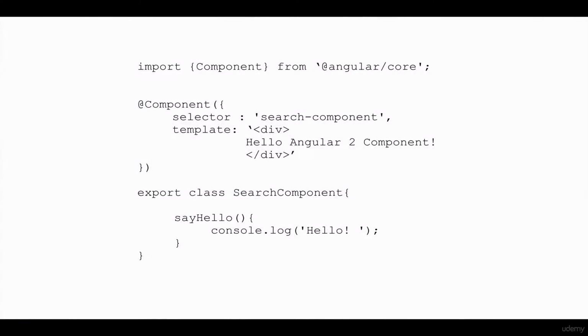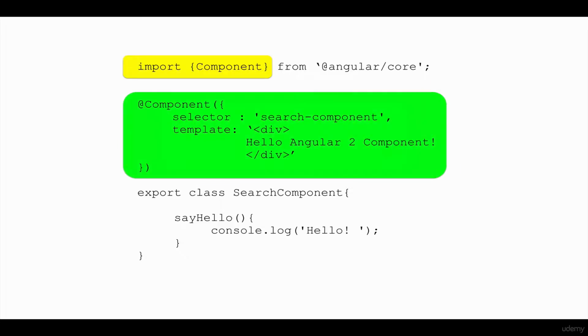Here's an example of a component. Basically, you have to import component from Angular core, just like what we've done for directives. Second, we have to add the component decorator and add the selector and template attributes. If you notice, the template attribute contains the HTML elements that act as a view for the application. And then, the class itself acts as a controller for the specific component.